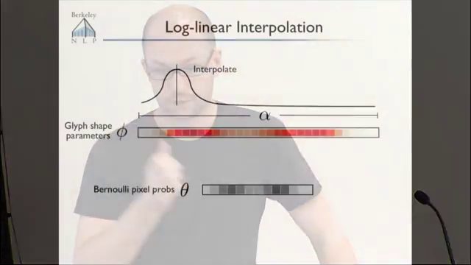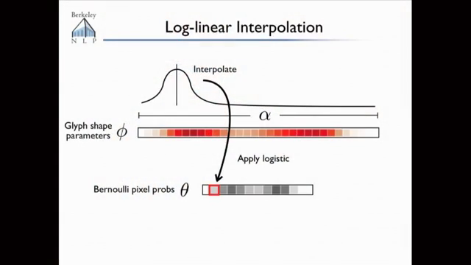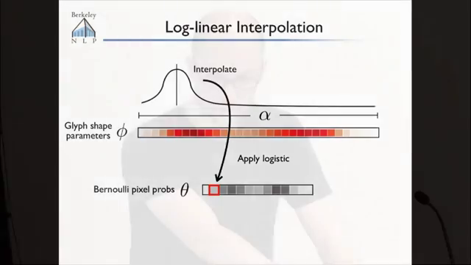First I'll tell you how we generate the leftmost Bernoulli pixel probability in the row. To generate the leftmost one, we interpolate the glyph-shaped parameter row phi with a vector of interpolation weights alpha that's shaped according to a Gaussian centered over to the left of the row of glyph-shaped parameters. Once we've done that, we just apply the logistic function, and that gives us the actual Bernoulli pixel probability.